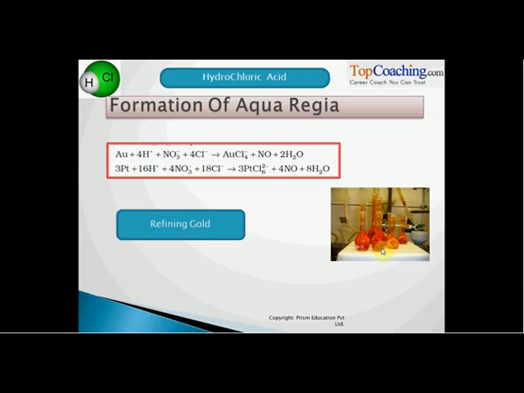This is how aqua regia looks. It is reddish orange in color. So, to form this, 3 parts of concentrated HCl and 1 part of nitric acid are mixed together.